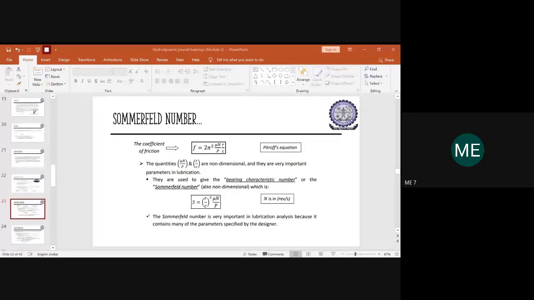Is this clear? Any doubts? Usually they ask you to derive, so you should be clear enough.